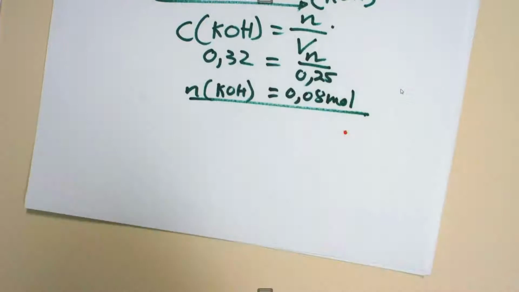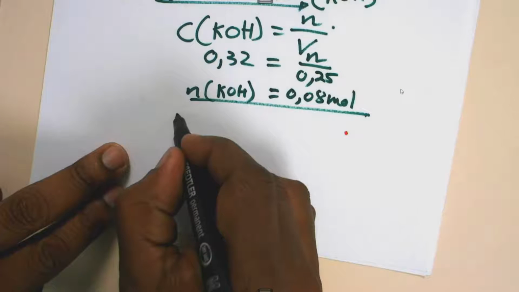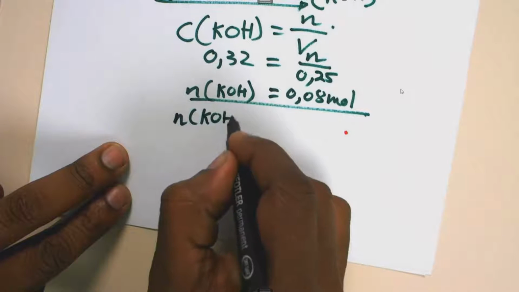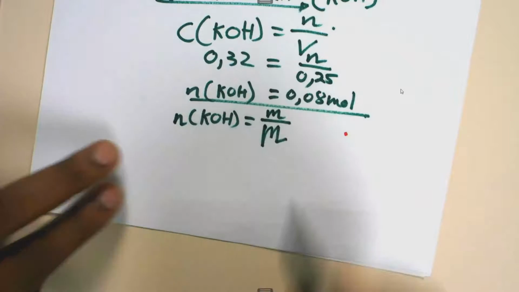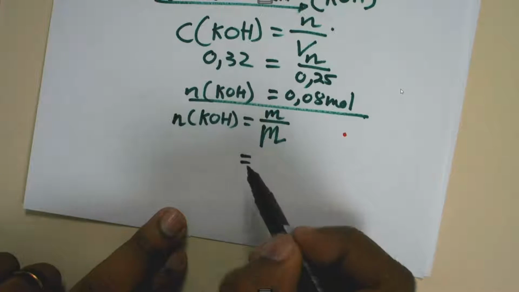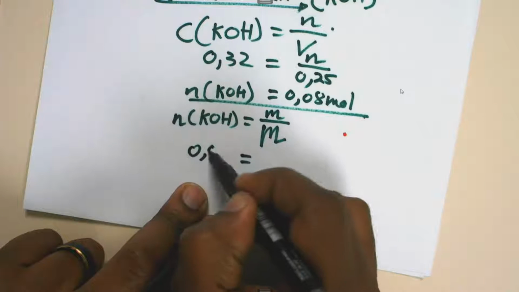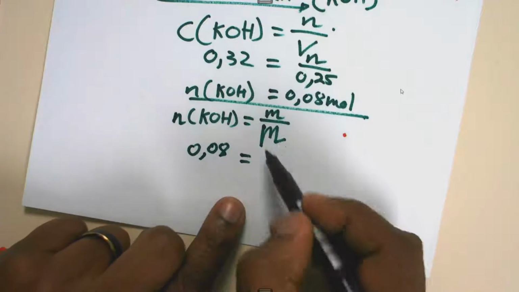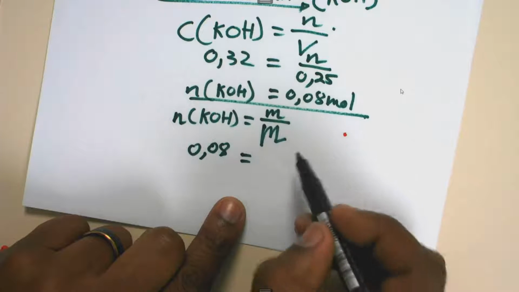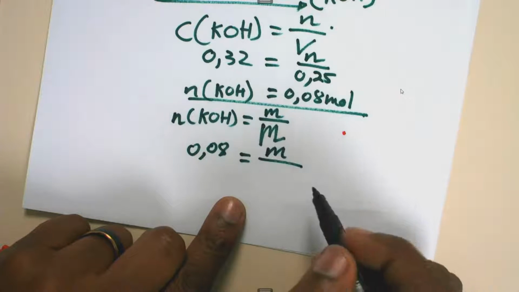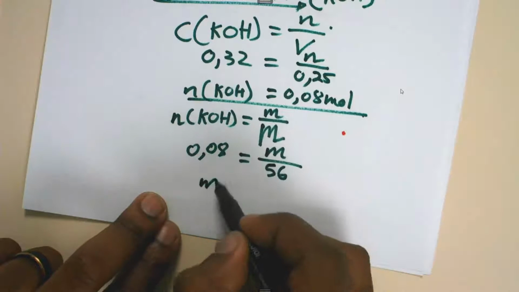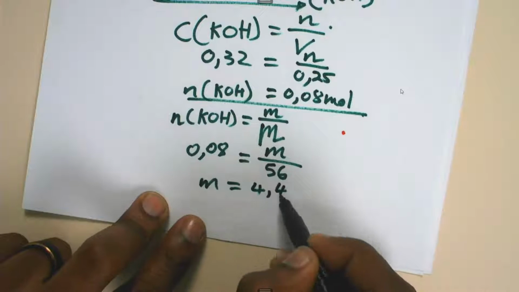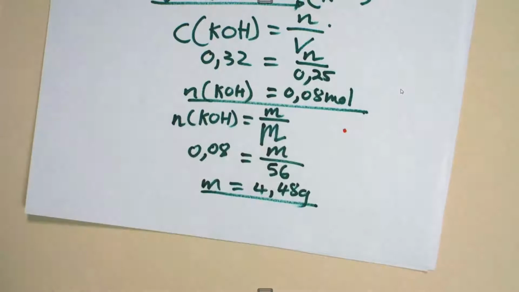And now that I have the number of moles, it should be easy in a way that I am able to say the number of moles of KOH is equal to mass divided by molar mass. Then it's easy for me to say the number of moles is 0.08. The mass thereof is what I'm being asked, and the molar mass is 56. Then the mass should give me something like 4.48 grams. So I have answered the question.